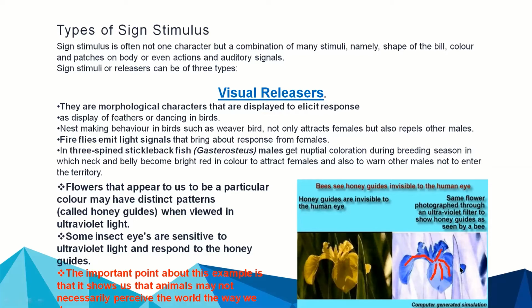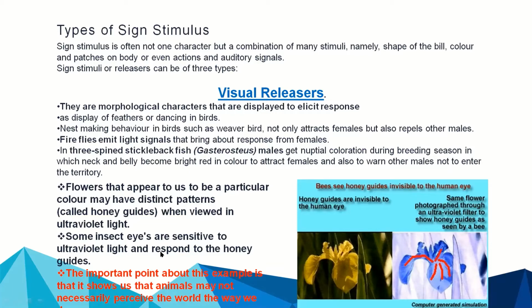And if you see the another image, the blue and the white one, this is through the ultraviolet filter. Now, when we see through the ultraviolet filter, we see honey guides in this flower. So we see the flower like this because we do not have the ability to see the ultraviolet light, so we are not able to see the honey guides. Some insects' eyes are sensitive to the ultraviolet light and they respond to the honey guides. So these are some examples of visual releasers.